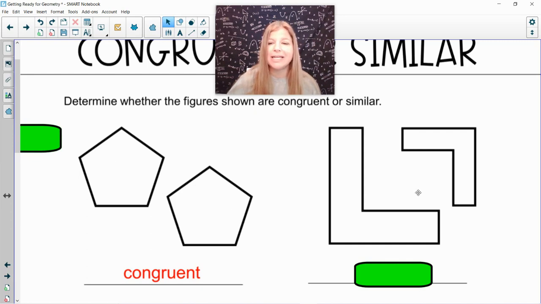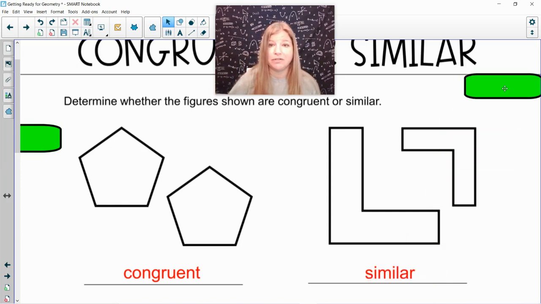Over here on the right, I see these two L-shaped figures. They're definitely not the same size, but I would totally say they're the same shape. They're the same shape. This one's just much larger. This one's smaller. Yes, there was a little rotation happening too, but these would be similar figures. They're the same shape, but just different sizes, and it's fine that one was rotated.